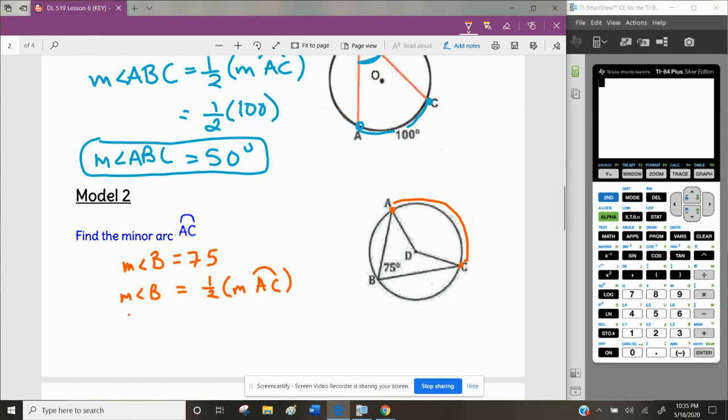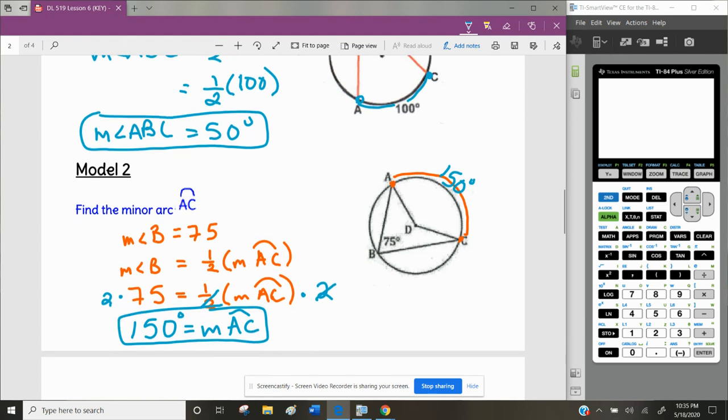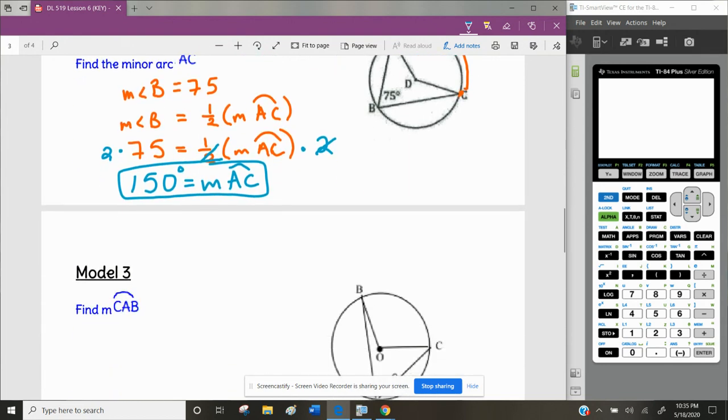So since the measure of angle B is 75, half of what amount, or the measure of arc AC, would give us 75, or we could multiply both sides by 2. Opposite of multiplying by half would be multiplying by 2. And so we get 150 for the measure of intercepted arc AC in degrees. So again, that's how many degrees form the arc, not how long the arc is.